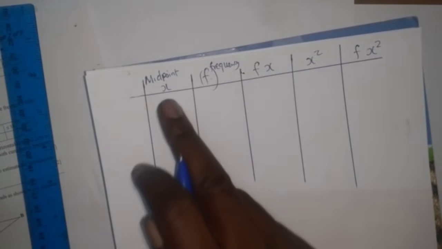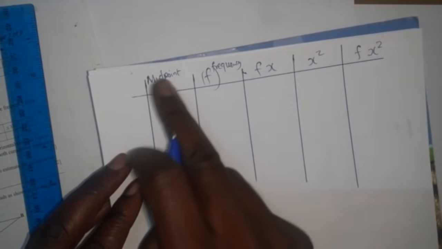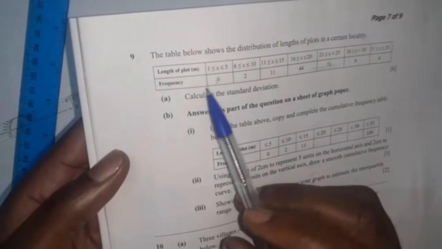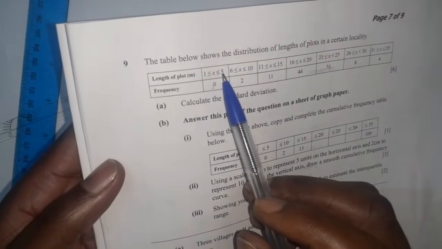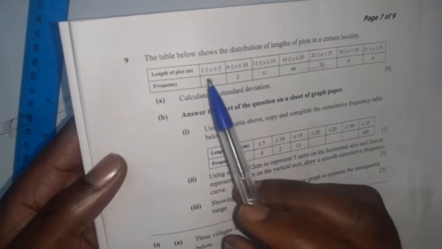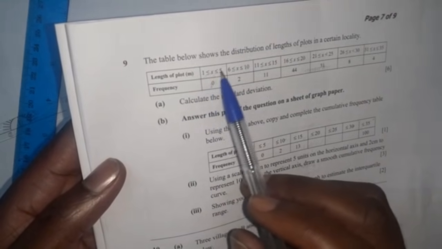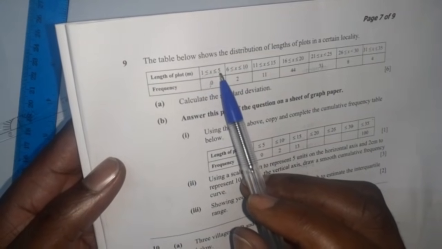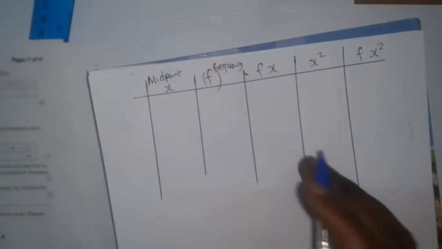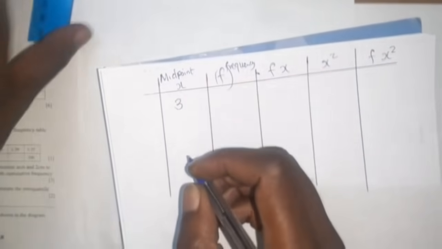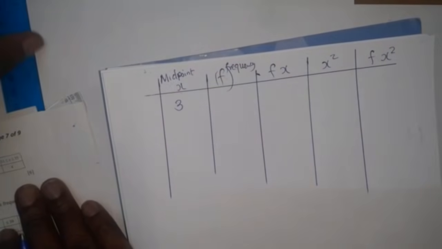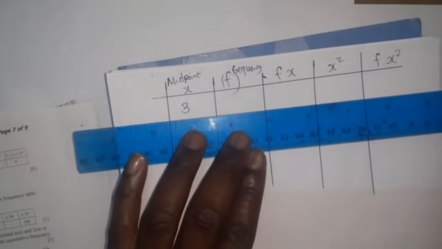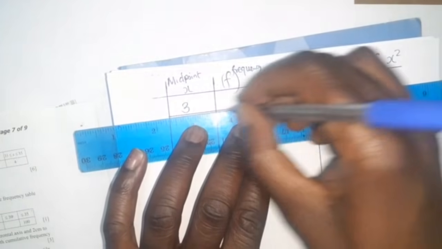So I told you that in this case, this x here is the midpoint of these two numbers. So you need to add this number and this one, then you divide it by 2. Like for the first one, you add 1 plus 5, what do you get? 6 divided by 2. We're going to have 3. So here, you're going to write 3.